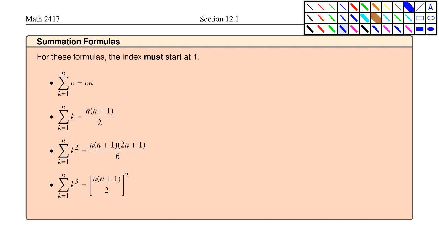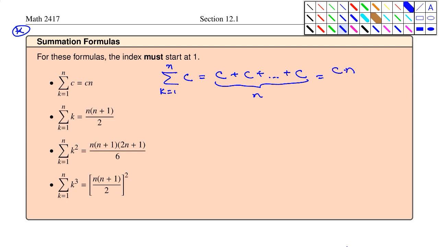Lastly, let's look at summation formulas. So you do need to memorize these. And they are the following. So the sum as k goes from 1 to n of a constant c is just equal to c times n. What this one is saying is that the sum as k goes from 1 to n of c, the first term is c, the second term is c, the nth term is c. So you have a bunch of c's added together, and there are n of them, so that's just c times n.